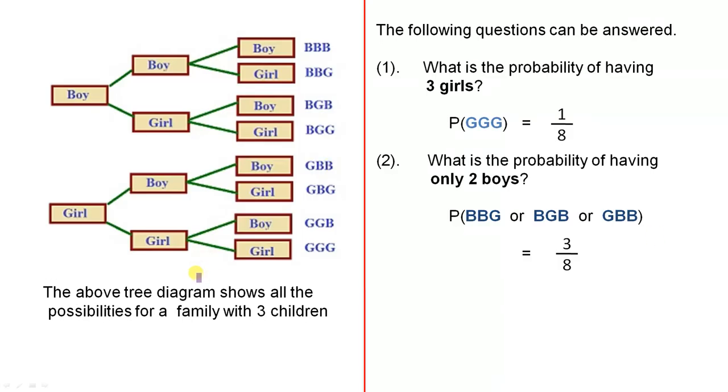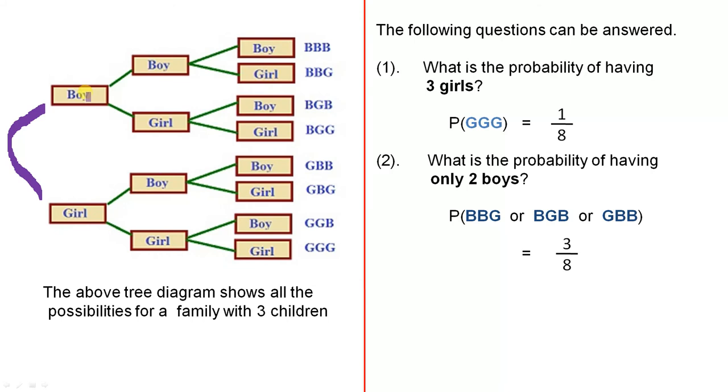Finally, this is a very popular one for a tree diagram, one of the most popular questions you can get asked. The above tree diagram shows all the possibilities for a family of 3 children. Okay? So from the start of the tree diagram, the first child can be a boy or a girl. See, that's the first child. That's the only choice you have.